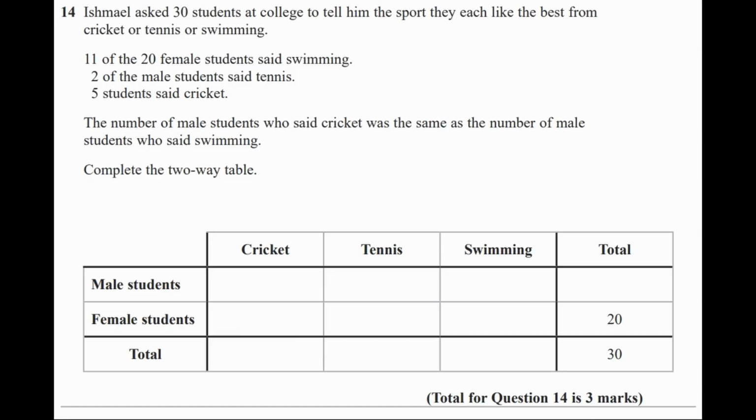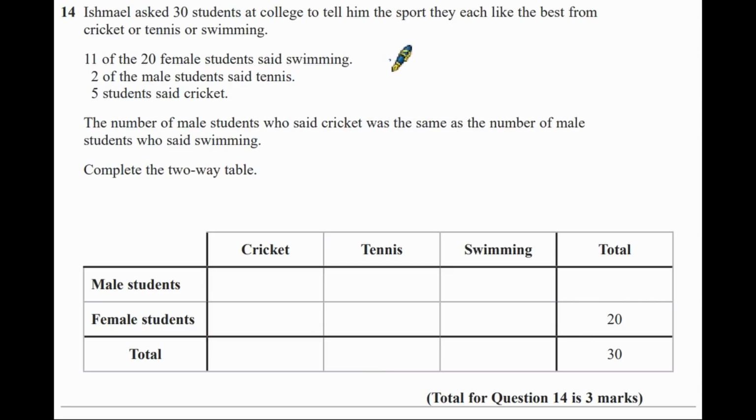Question 14. Ishmael asks 30 students at college to tell him the sport they like the best, from cricket or tennis or swimming. So we've got a two-way table. We're being asked to complete it, and it simply means we have to pick out the information that we are given and use it to complete the table. So let's make a start.